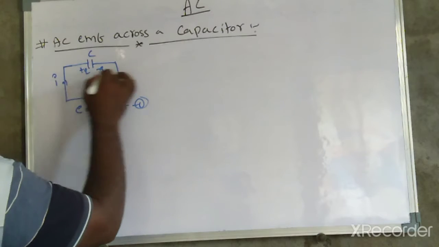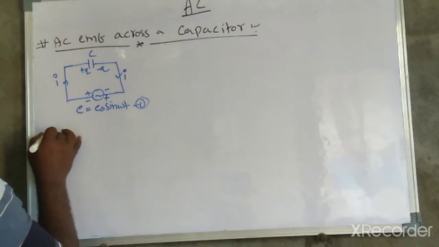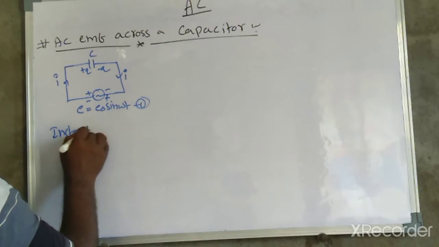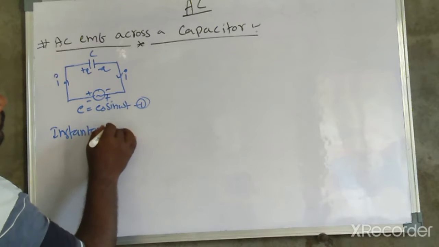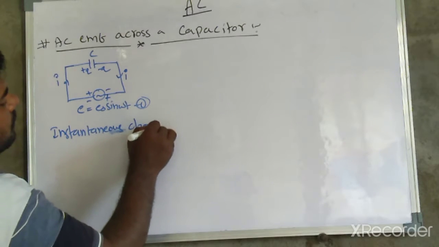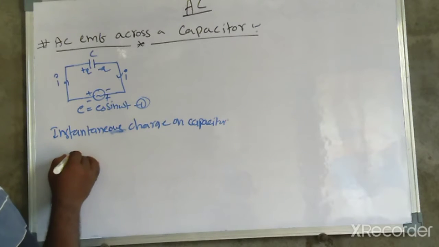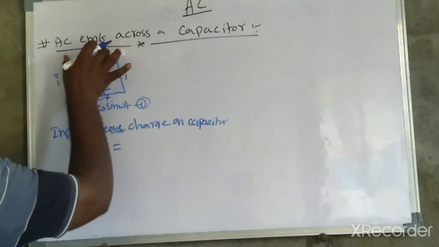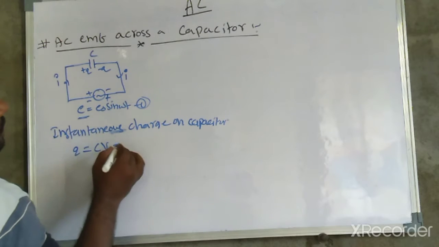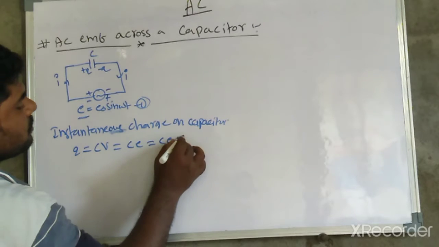Let us consider the current passing through this circuit, in the direction I. The instantaneous charge on the capacitor is Q is equal to C into V, where V is the potential difference across the capacitor, which is E. So C into E is equal to C into E naught sine omega t.